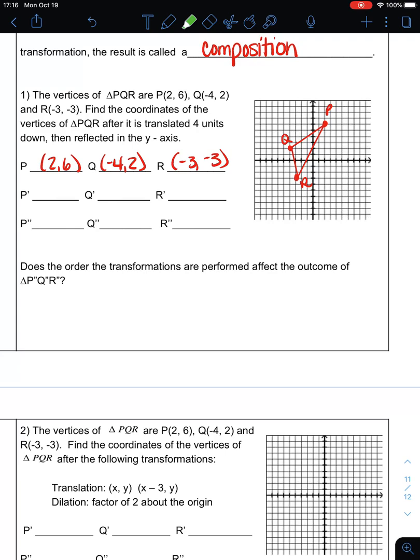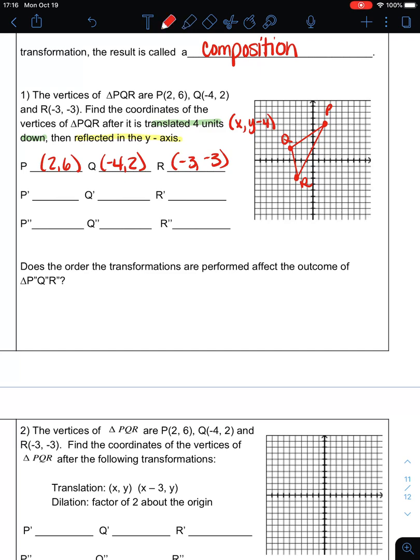So the first thing that I want to do is find the coordinates of the vertices after it is translated 4 units down. And then I want it to be reflected in the y-axis. So we're going to do two different things. First, we apply the rule for 4 units down, which would be (x, y - 4). Don't forget your rules have to have your x and your y in it.